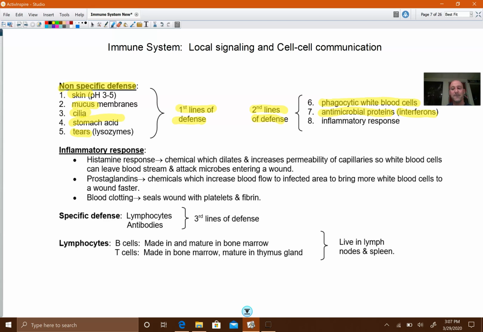Interferons prevent infection from spreading, and they're local signaling molecules that help cells identify what cells are healthy and what cells are not healthy. Finally, the inflammatory response right here, number 8, is sort of what we were talking about earlier when we said that histamines are extremely important in causing that swelling to dilate blood vessels and open up the permeability of capillaries so white blood cells can get to an area where there's a cut or an abrasion or a break in that first line of defense. Prostaglandins help to increase the blood flow to an area.